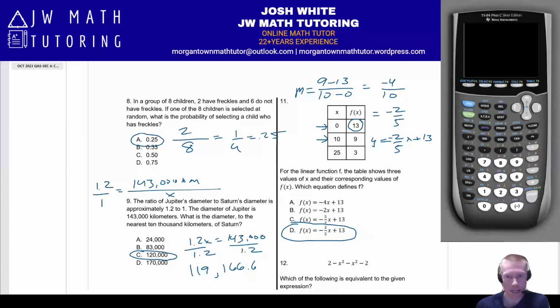So if we plug it into A, negative 4 times 10 is negative 40 plus 13. That is not positive 9. It's wrong. B, negative 2 times 10, negative 20 plus 13. Not positive 9. It's wrong.